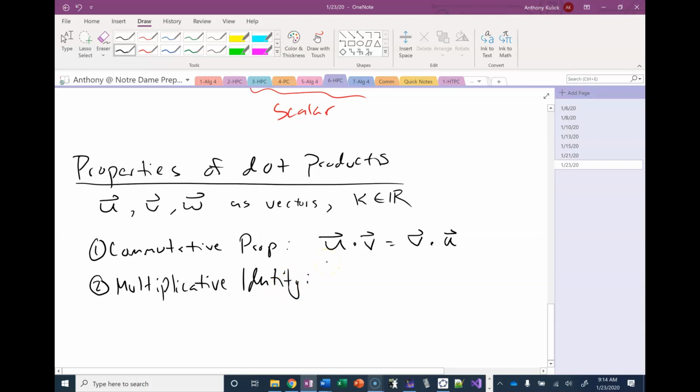We have a multiplicative identity property. So if I do the dot product of the 0 vector and u, what do you suspect we're going to get back? If I take the dot product of the 0 vector and u, what do you suppose we're going to get? 0. Yeah.